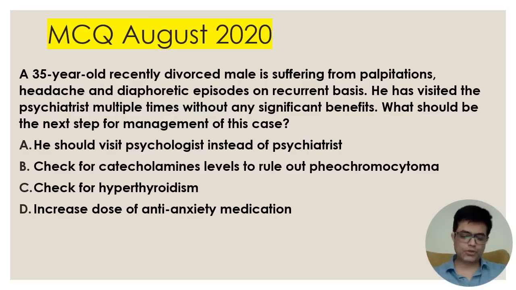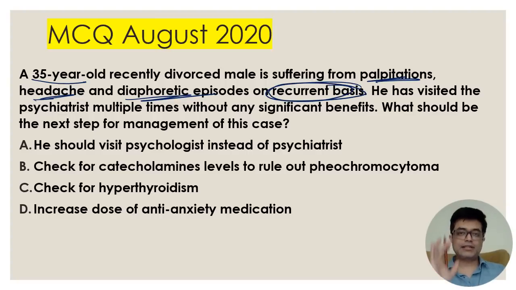And look at the MCQ asked on this. August 2020: a 35-year-old recently divorced male is having palpitations, headache, and diaphoretic episodes on a recurrent basis. He has visited a psychiatrist multiple times and there is no benefit. Maybe it is not due to stress or psychological illness. What should be the next step for management? Check for catecholamine levels to rule out pheochromocytoma.